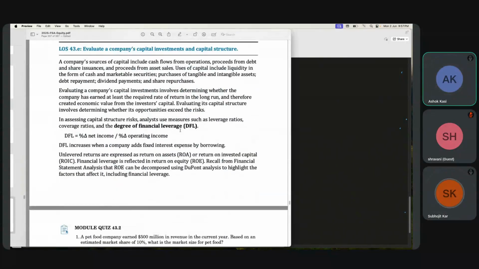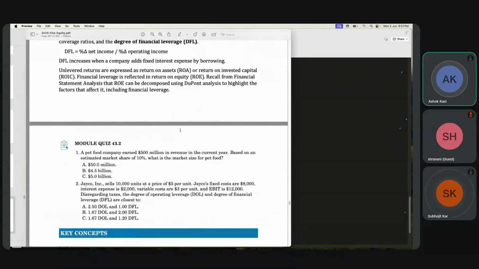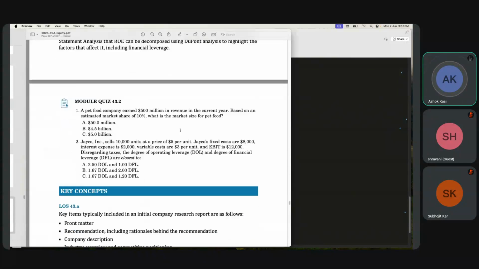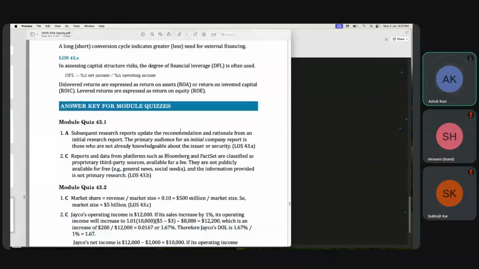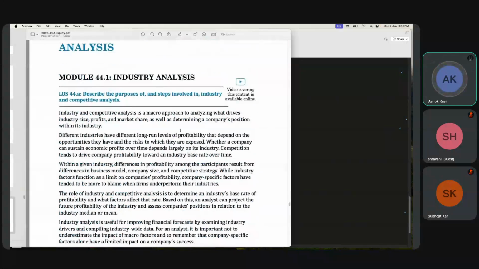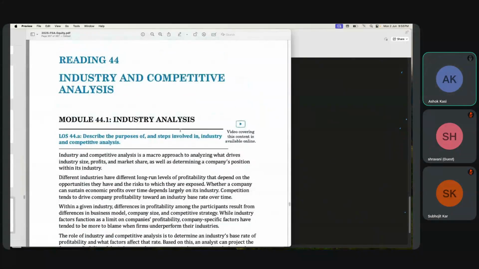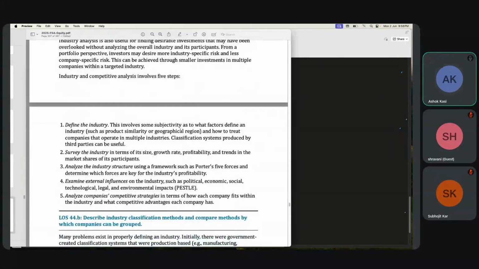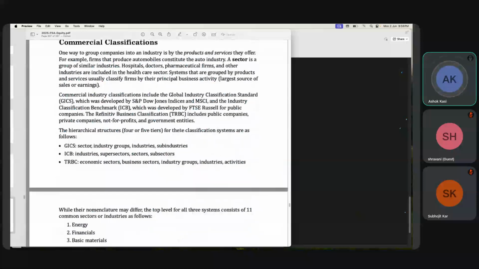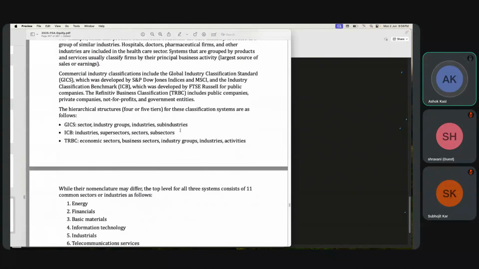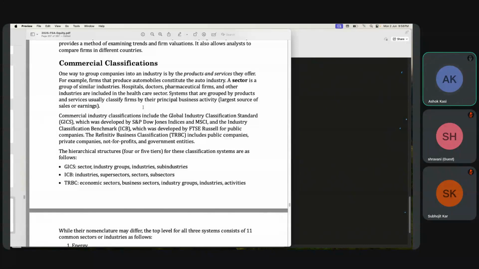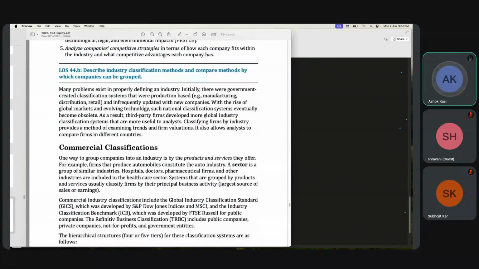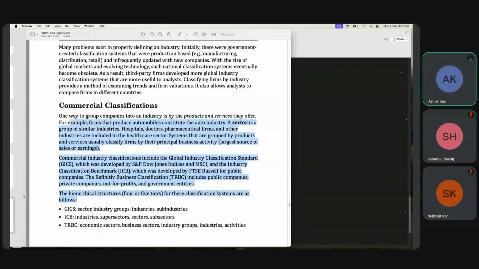Okay, here it is degree of financial leverage. Reading 44, industry and competitive analysis. Here, this part is good to read. These are all good to read. So okay, only good to read.